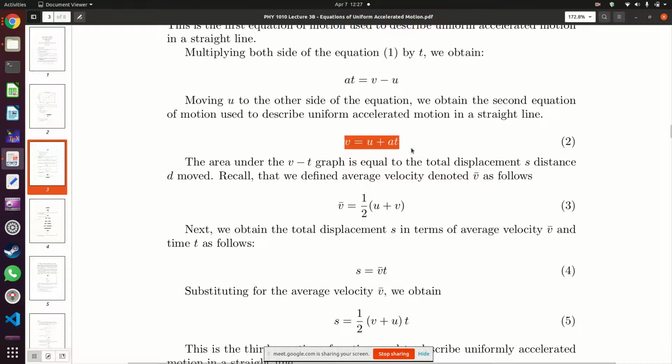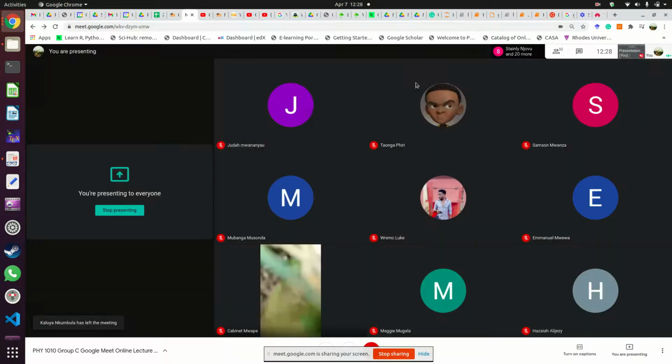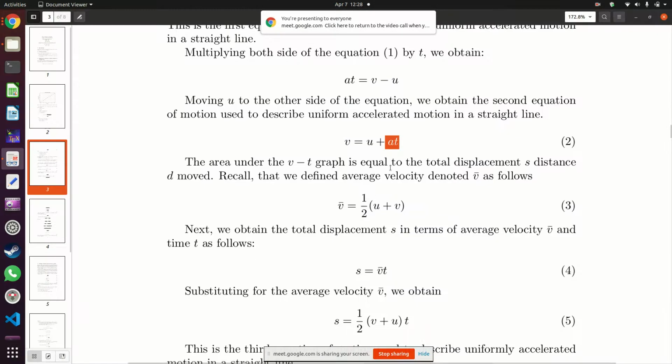With this equation, equation 2, we can find the final velocity if we know the initial velocity, the acceleration and also the time taken. This whole thing depends on whether there is acceleration. If there is no acceleration, in other words, if the velocity is constant and remains the same, then a, the acceleration, is equal to 0.